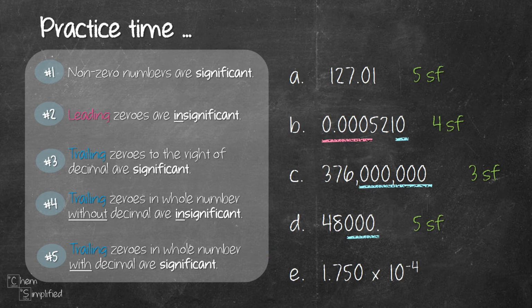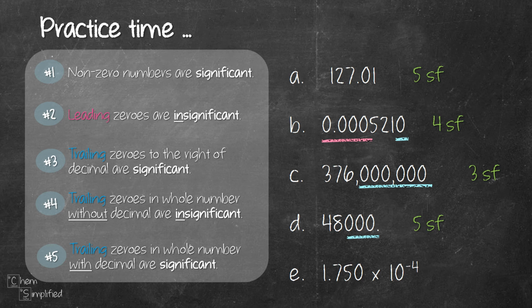Last but not least, 1.750 times 10 to the power of -4 is written in scientific notation. For any number that's written in scientific notation, we only look at the number before the exponent. In this case, it will be 1.750, and we apply the same 5 rules.